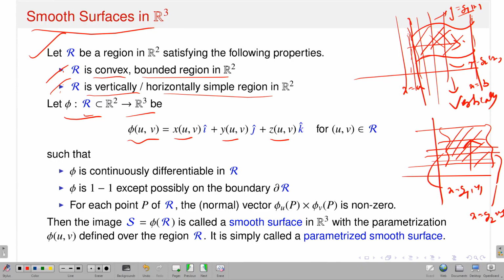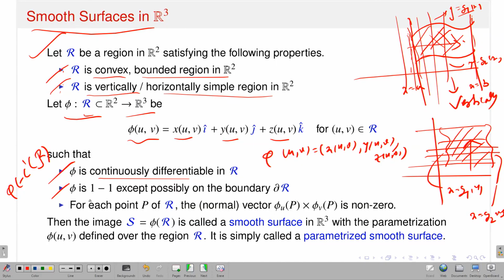That means it's a map from R to R3 whose components are x(u,v), y(u,v) and z(u,v). So, let phi be a function whose components are like that and it satisfies some properties. What are the properties? Phi should be continuously differentiable in R. That means phi should be differentiable, the derivative should exist and be continuous, that is the meaning of continuously differentiable. That means it is a member of C1 of R. So phi is an element of C1 of R, number 1.